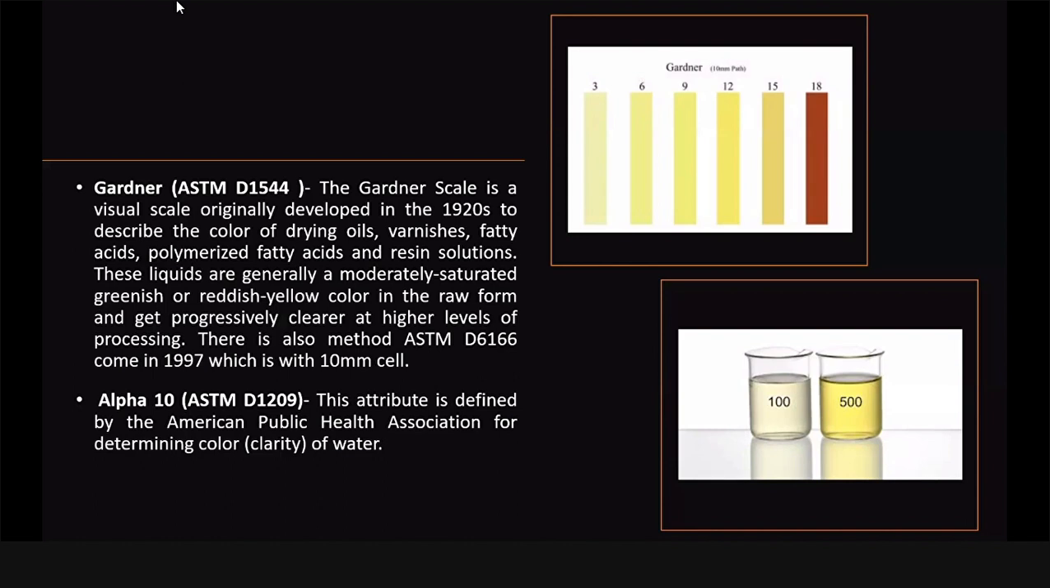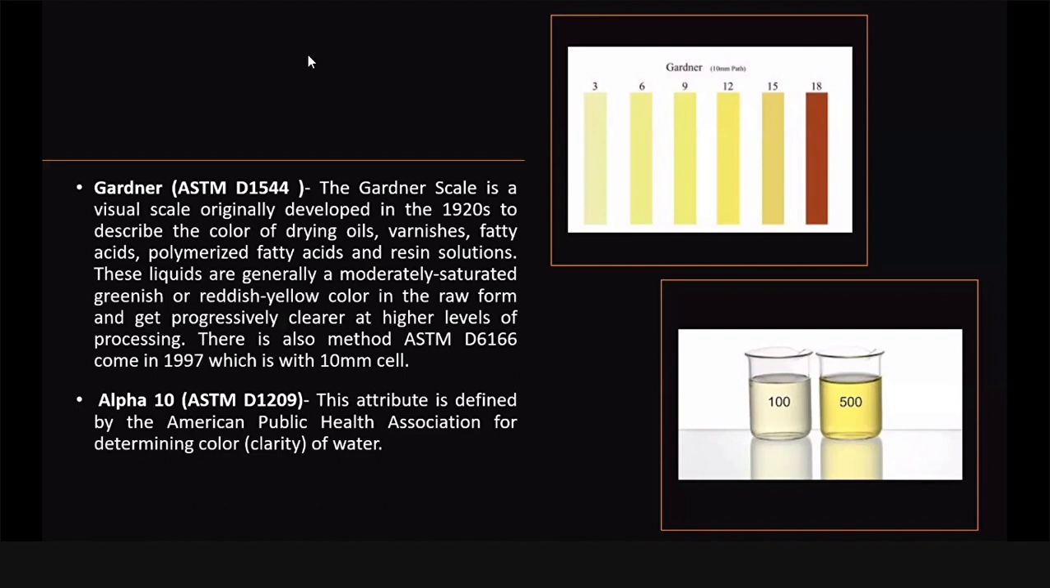So in tasting, Gardner, we can see still in upper side there is a 3, 6, 9, 12, 15, 18. And the same color strip also along with that, so we can understand if it is a solution, color is this much. So this could be a Gardner color scale.